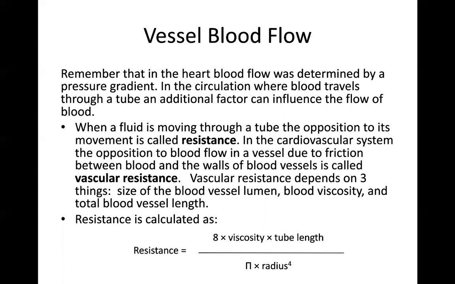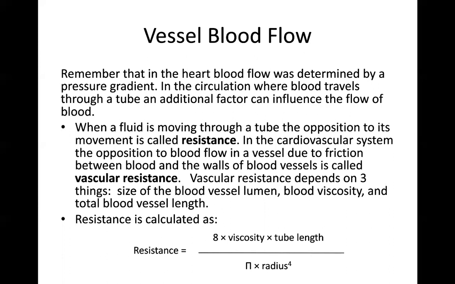But in our circulation, where blood flows through a tube, in other words, through vessels, there's an additional factor that can influence the flow of blood. We call this resistance. If you resist something, what does that mean? Do you want it to happen or do you not want it to happen? You don't. You're opposing it, right? I use the word oppose because you see the term there, and I used it in the sentence, opposition. So when a fluid is moving through a tube, the opposition to its movement is called resistance.